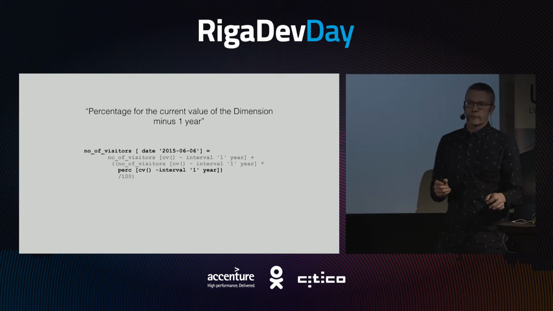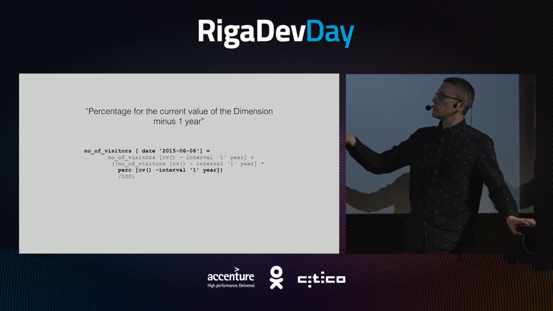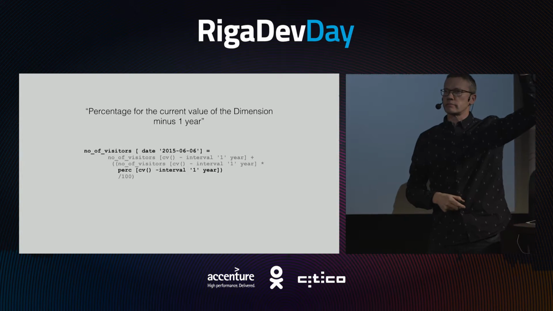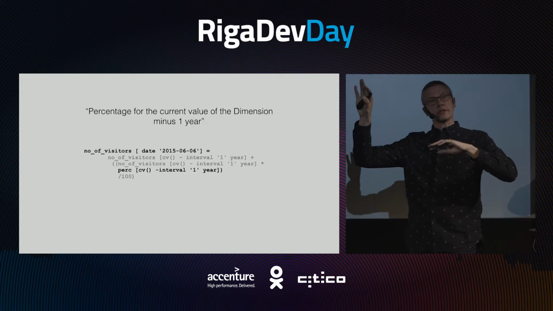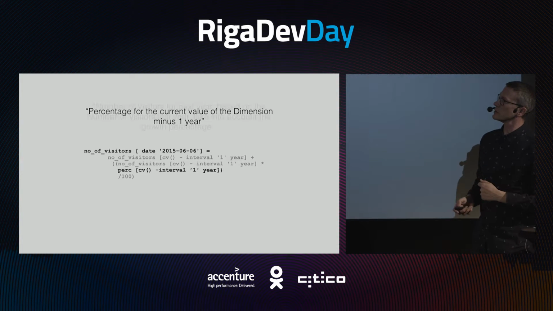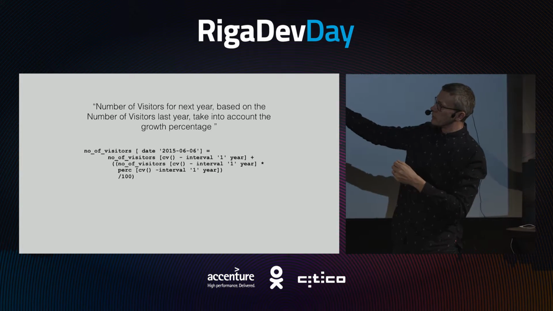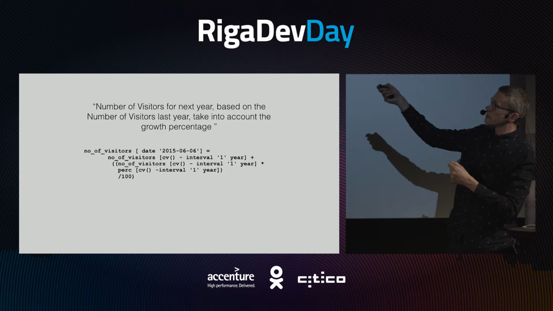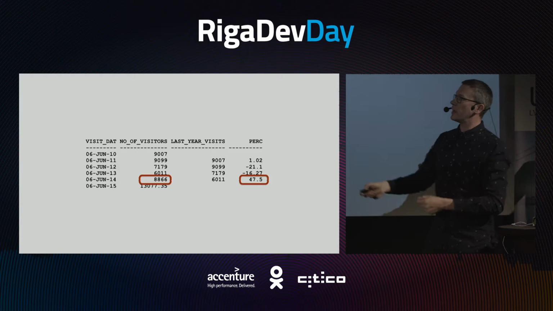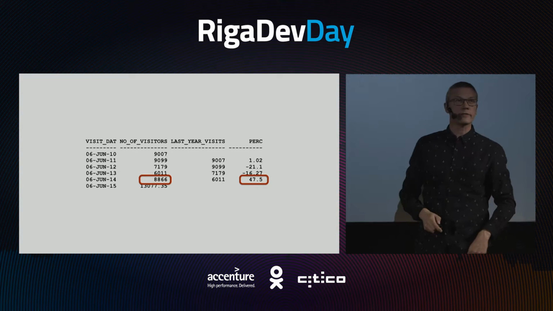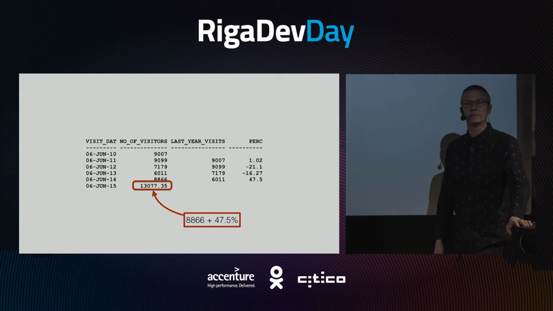Now the percentage for the current value of dimension minus 1 year. So we just have the 8,000 and a bit value copied over, down one record. And now we're going to take into account that percentage as well. Okay? And if you put everything together, the number of visitors from last year, add to that the change in percentage, and then you have your 8866, add to that 47% increase, and you get your 13,000 something.